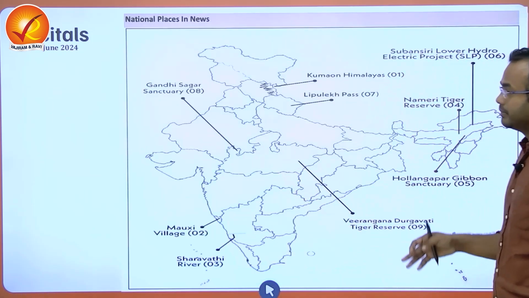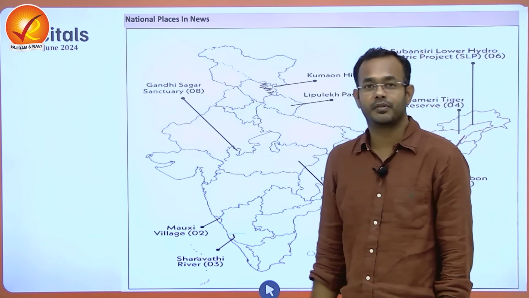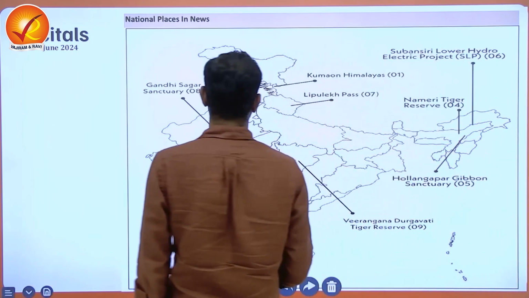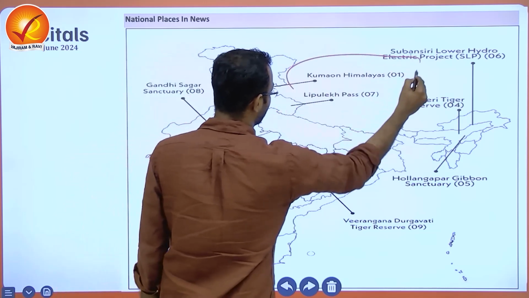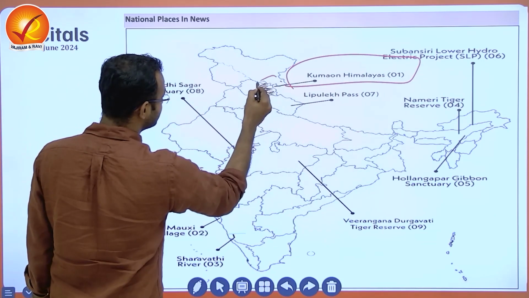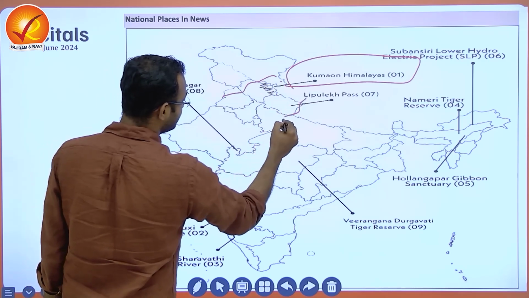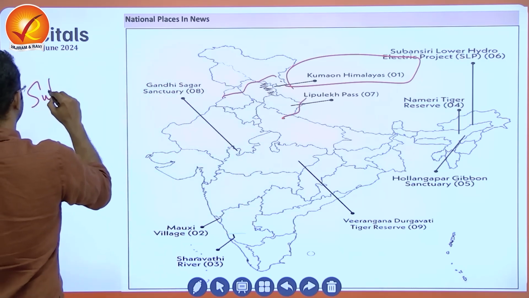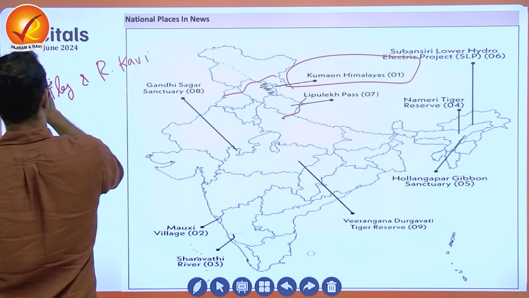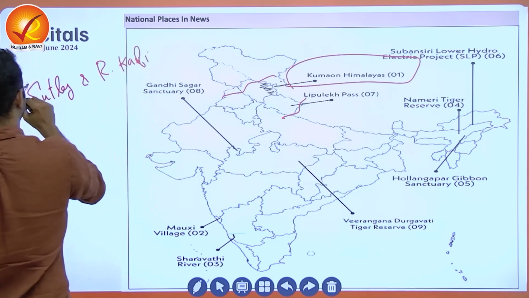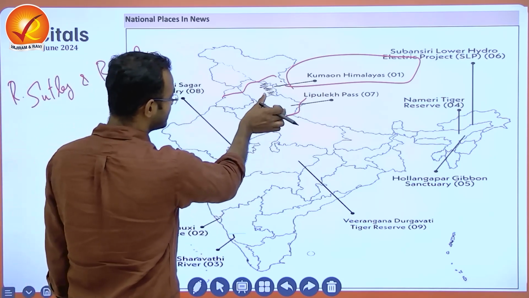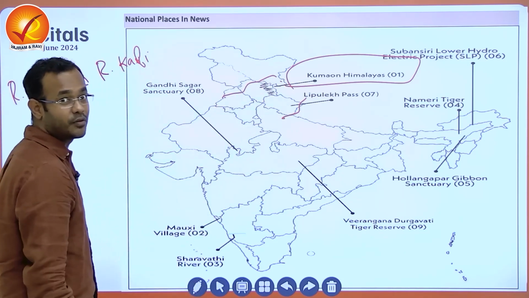Moving on to the last discussion topic for the day, where we will be discussing national places in news, one after the other. We'll start with Kumaon Himalayas. Looking into the geography of Kumaon Himalayas, the Himalayan region present between the rivers Sutlej and Kali, river Sutlej and river Kali, is called Kumaon Himalayas, largely present in the areas of the state of Uttarakhand.